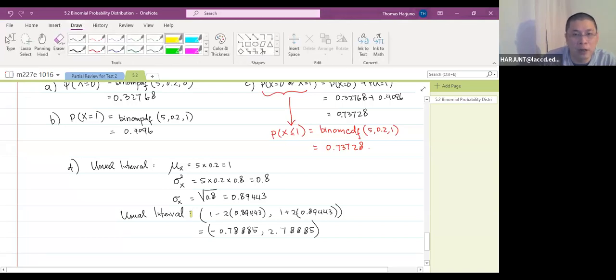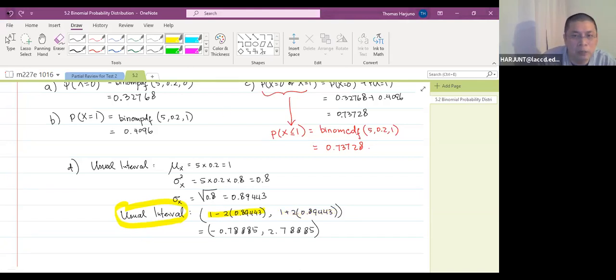If it is significantly low, then that outcome is to the left of, smaller than, the lower fence. We say that outcome is significantly high if it is greater than the upper fence of the usual interval. Remember that I said before that the way we define our usual interval in this class is consistently the mean minus twice standard deviation, the mean plus twice standard deviation.